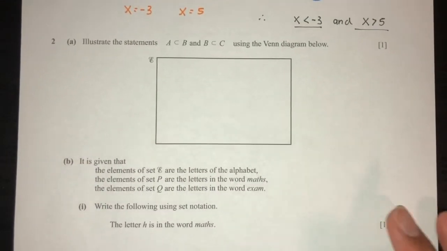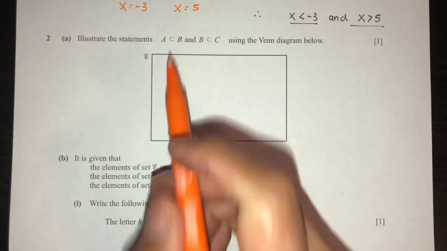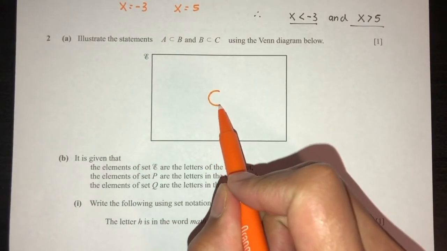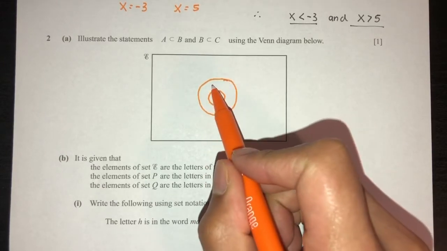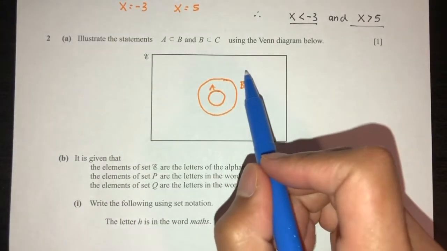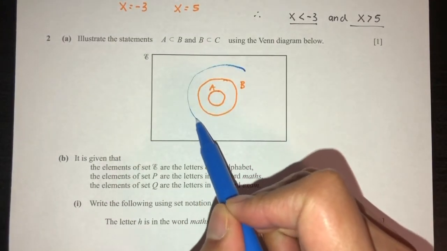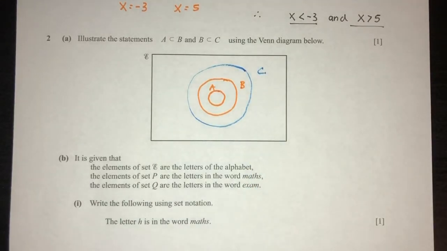Now let's move on to question number 2. Here we have to illustrate A is a subset of B and B is a subset of C. So let's do one by one. First let's draw A is a subset of B. A will be a small one and then it will be inside of B. Label this as A and this is B. The next one says B is a subset of C, so B will be inside of C, so this will be C. That will be your answer for part A.